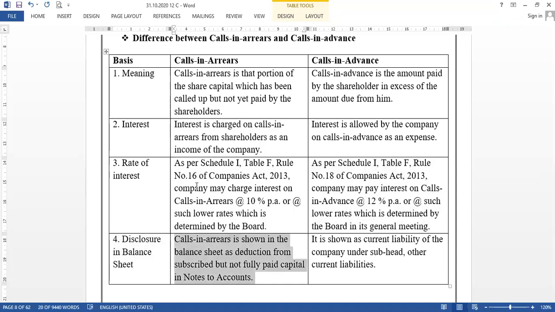Disclosure in the balance sheet: calls in arrears, I told you, will be shown by way of deduction in notes to accounts from subscribed but not fully paid up capital. And calls in advance is a current liability, and it has to be shown under other current liabilities.